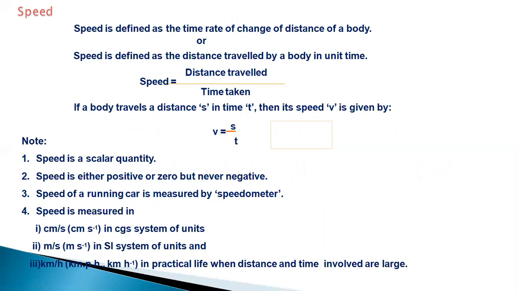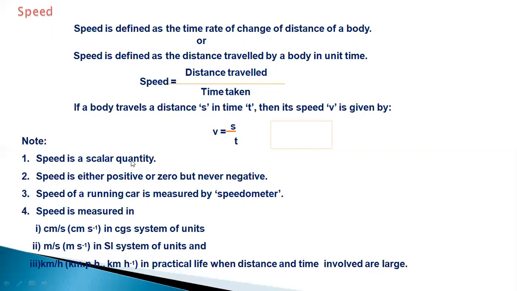Okay, so what is speed? As we have learned, speed is defined as the time rate of change of distance of a body, or it is defined as the distance traveled by the body in unit time. So how we write? Speed is equal to distance divided by time taken. Okay, if a body travels through a distance s in time t, then its speed v is given by s divided by t, that is distance traveled divided by time.